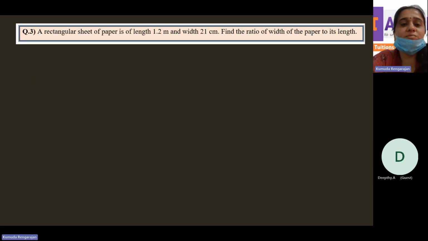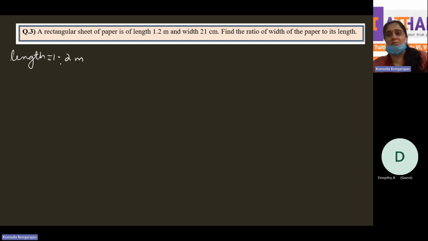A rectangular sheet of paper is of length 1.2 meters and width 21 centimeters. Find the ratio of the width of the paper to its length. Width to length. Now it's important to have both length and breadth in the same unit. What is the length given? Length is equal to 1.2 meters. But convert that to centimeter because the width is in centimeter.